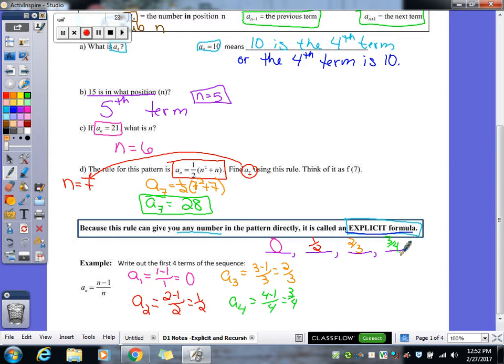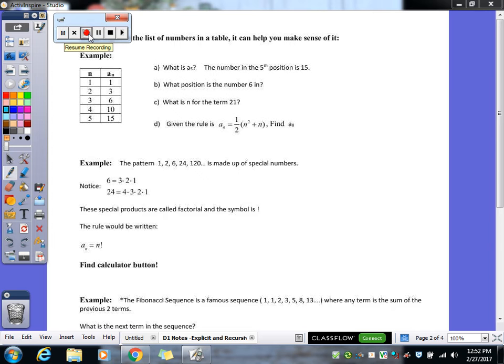So taking a look again at the same list we had at the top. What is a sub 5? Well, that means the number in the 5th position, which is 15. I wrote that out for us already. So what position is the number 6 in? Here's the number 6. What position is that in? The 3rd position. So then what is n for the term 21? That's the one we figured out at the front. That was our 6th term. So n would equal 6.